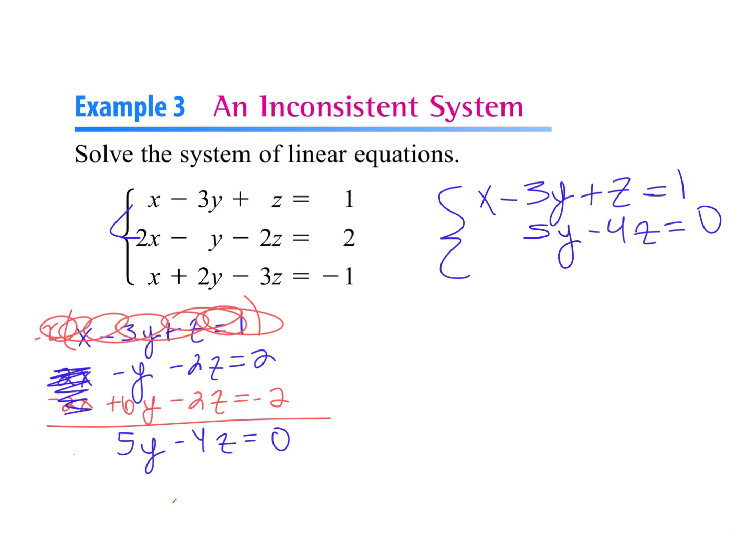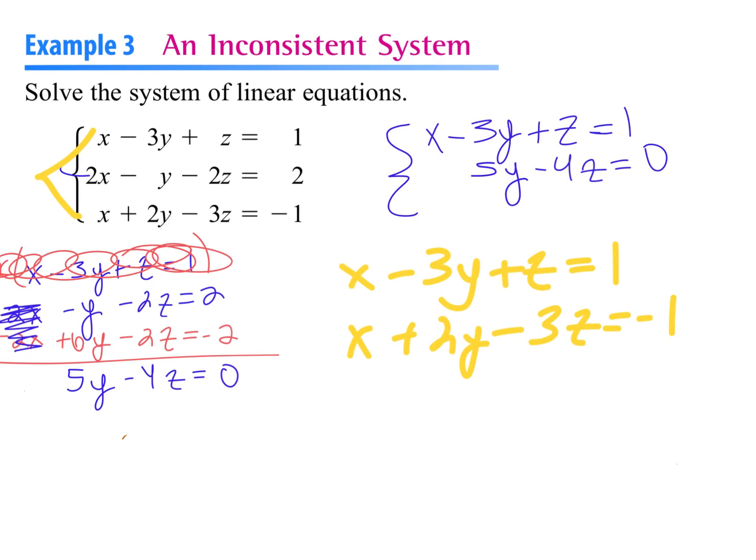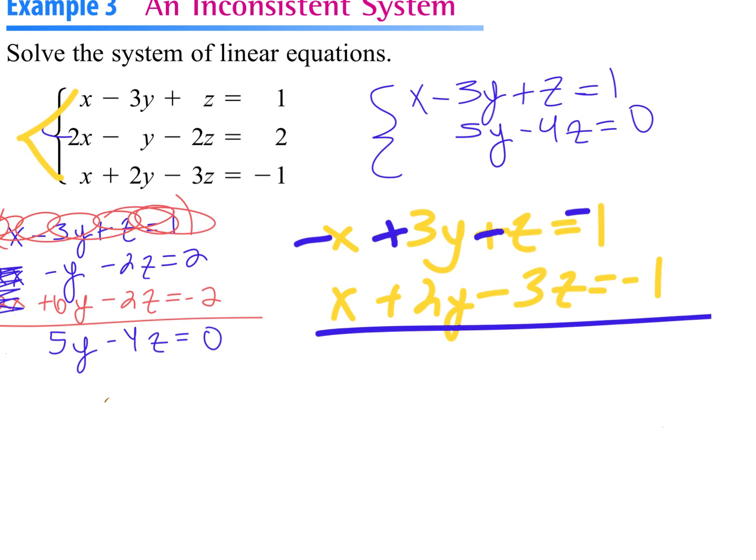So now I have to take 1 and 3. x minus 3y plus z equals 1. x plus 2y minus 3z equals negative 1. Multiply one of the equations by what number? Negative 1. You guys okay if I just go through and change signs? So I'm going to change signs on the top one. Negative, positive, negative, negative. All right, what happens when I combine my x's here?